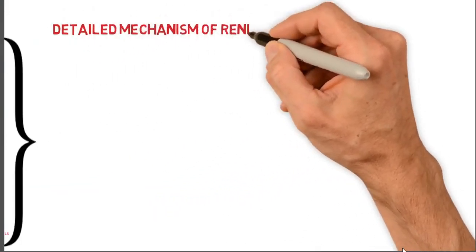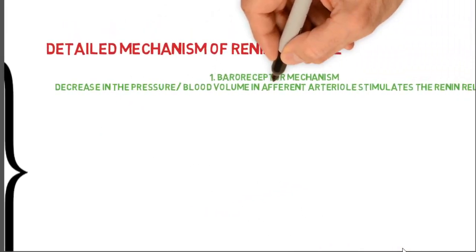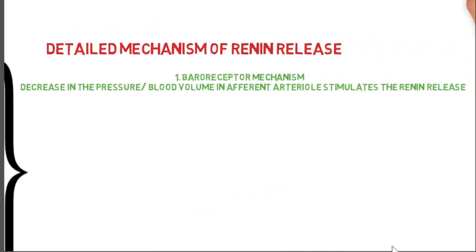Now moving on to the detailed mechanism of renin release. The first type of mechanism is called the baroreceptor mechanism. Whenever there is a decrease in the blood volume in the afferent arteriole, these specialized cells will measure the decrease in the blood volume and hence they will stimulate renin release.